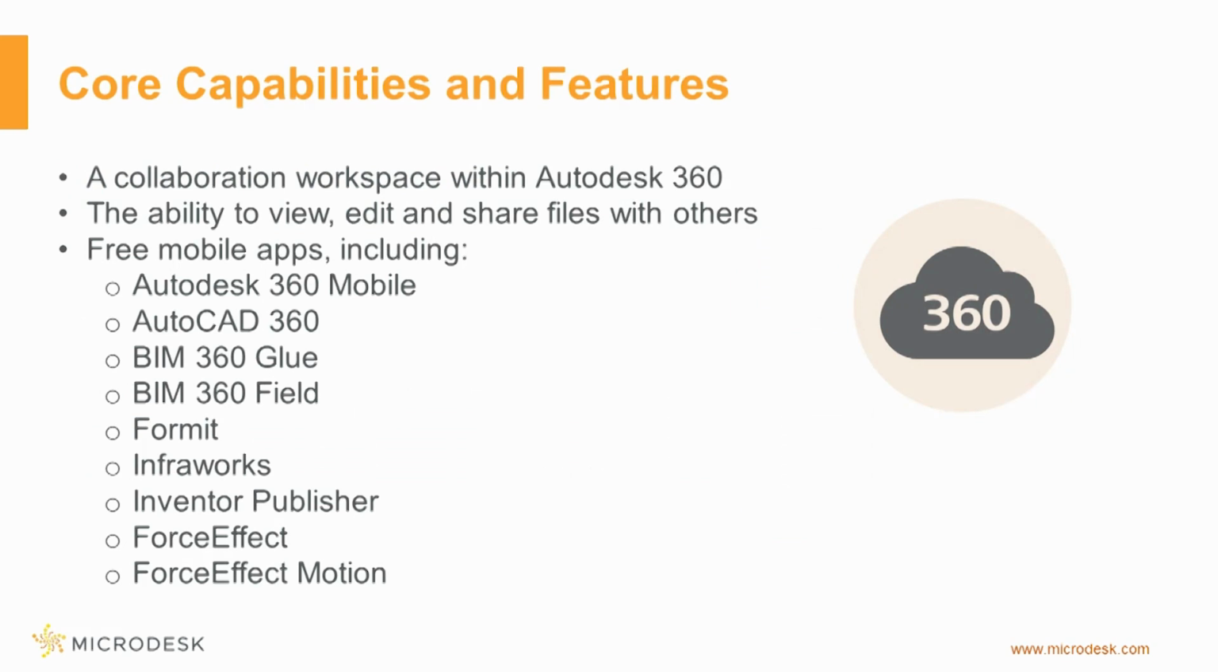Core capabilities, as we mentioned before, these are the core capabilities that are available through Autodesk 360 to anyone. So first of all, having the ability to view, edit, share all of your files with people, store them online. Using Autodesk 360 Mobile, you can seamlessly have files that you're working on uploaded to Autodesk 360, and then you can view all of them from your mobile.